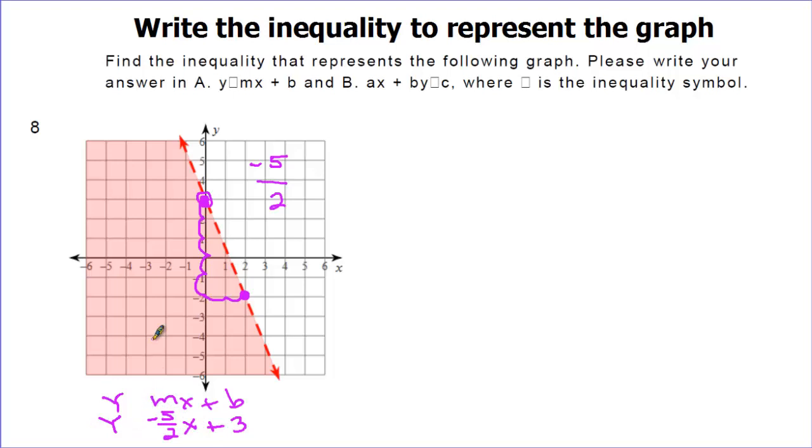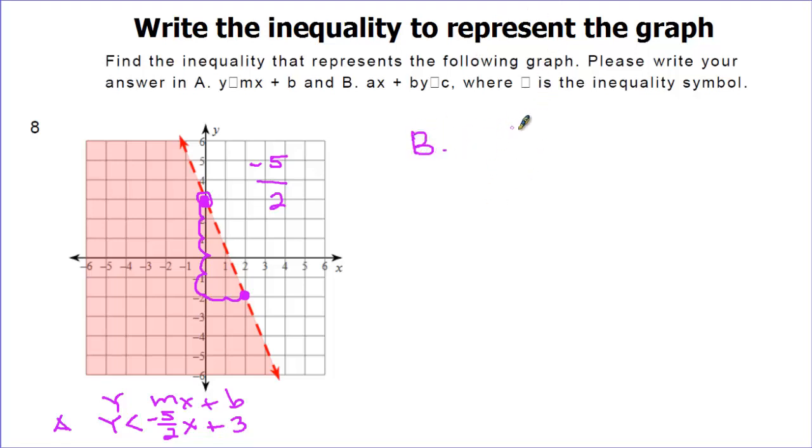Now, where is the shaded area? The shaded area is below the line, so we have to write y less than. Do we need to write the line under? We don't need to, because our line here is a dotted line. So A will be y less than negative 5 halves x plus 3.